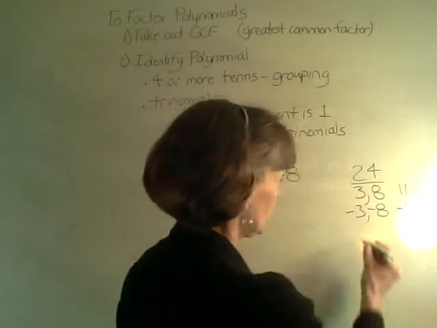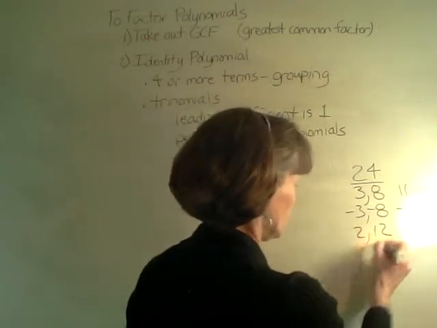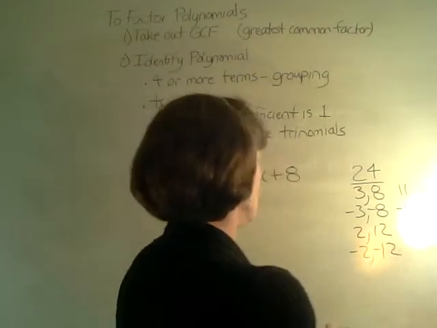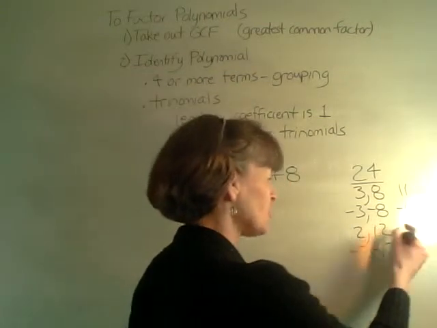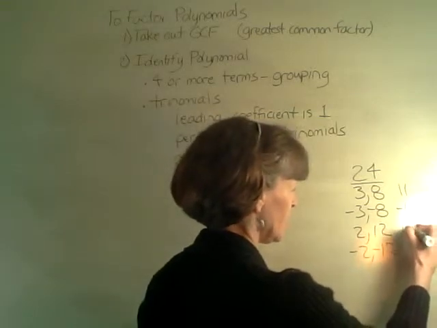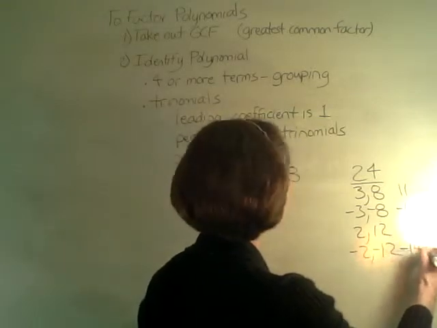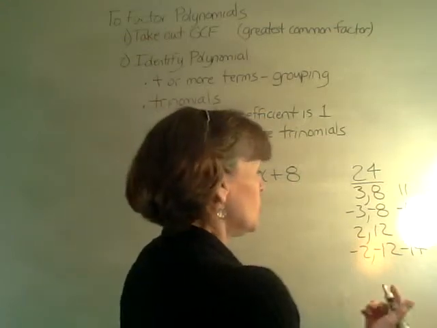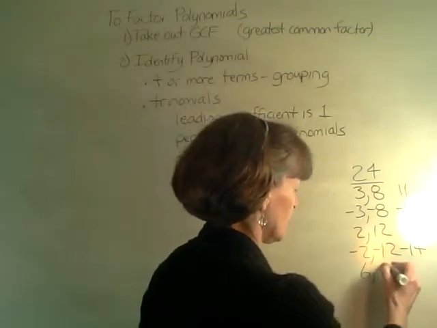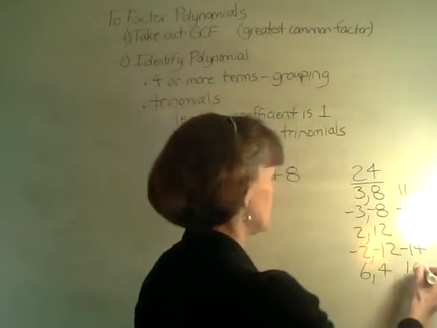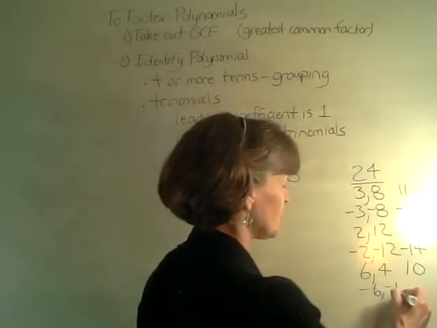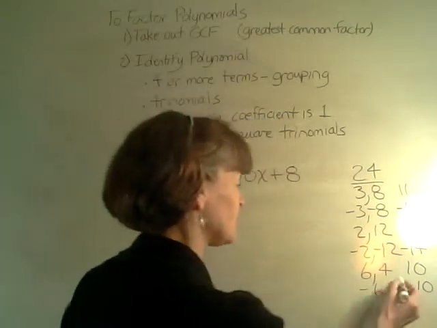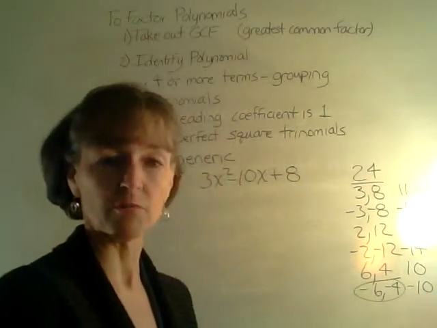All right, so what about 2 and 12? We've got 2 and 12, or negative 2 and negative 12. Well, 2 plus 12 gives me 14, and negative 2 and negative 12 gives me negative 14, but neither one of those gives me negative 10. We have 6 and 4. 6 plus 4 gives me positive 10, so negative 6 and negative 4 give me negative 10. So negative 6 and negative 4 are the two factors that I'm looking for.